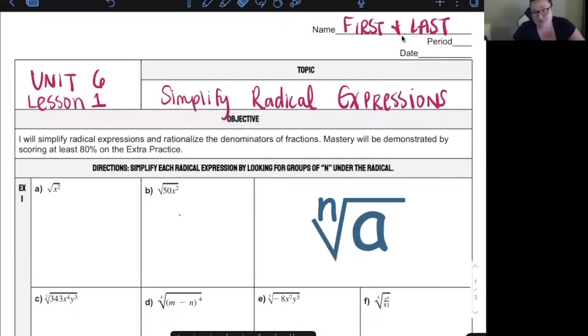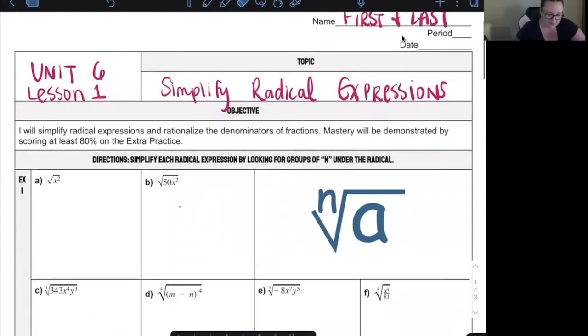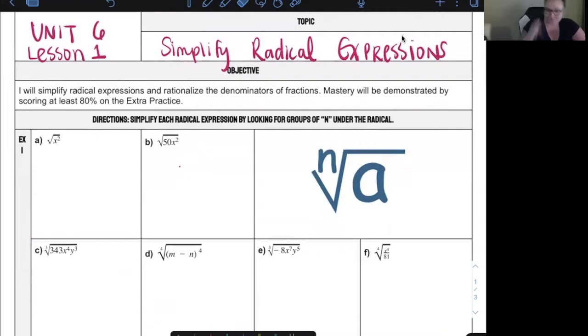So all of Unit 6 is going to be covering radicals, from graphing radical functions, solving radical functions, simplifying radical expressions, all kinds of fun stuff. So our objective for today is I will simplify radical expressions and rationalize the denominator of fractions. Mastery will be demonstrated by scoring at least 80% on the extra practice.